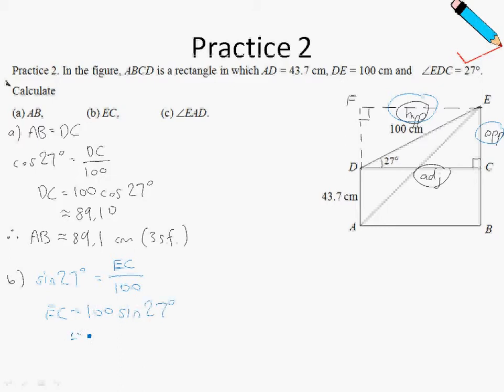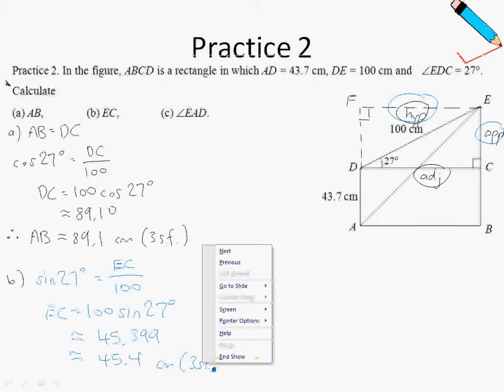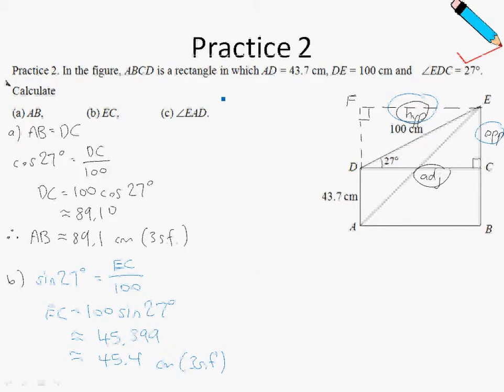Okay, and if I round this off, I'll get 45.399. Okay, and I'll just round it off once more to get 45.4 centimeters. Just take note here that the reason why I round off to more significant figures is because I will be using this number in part C.